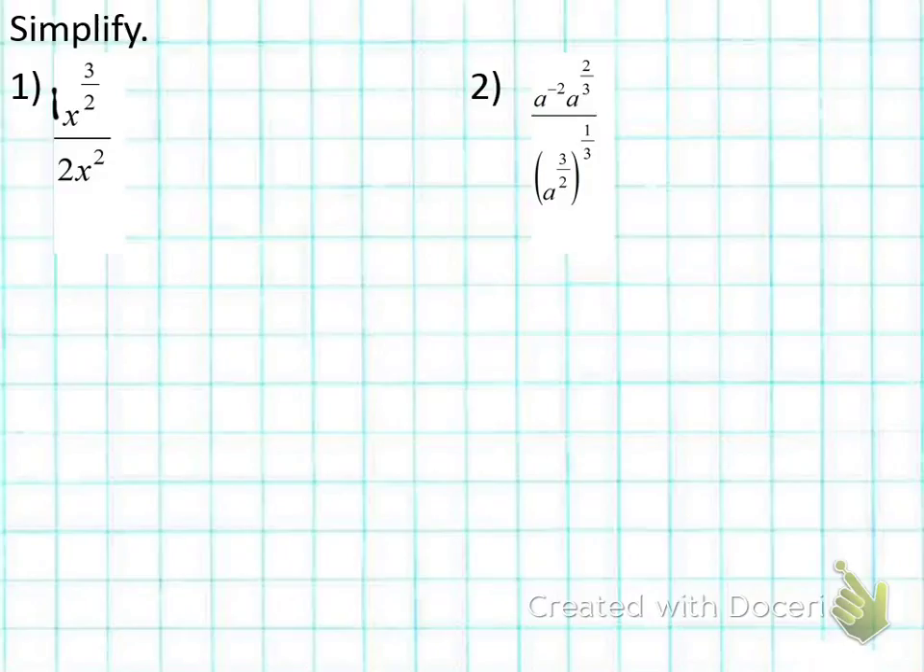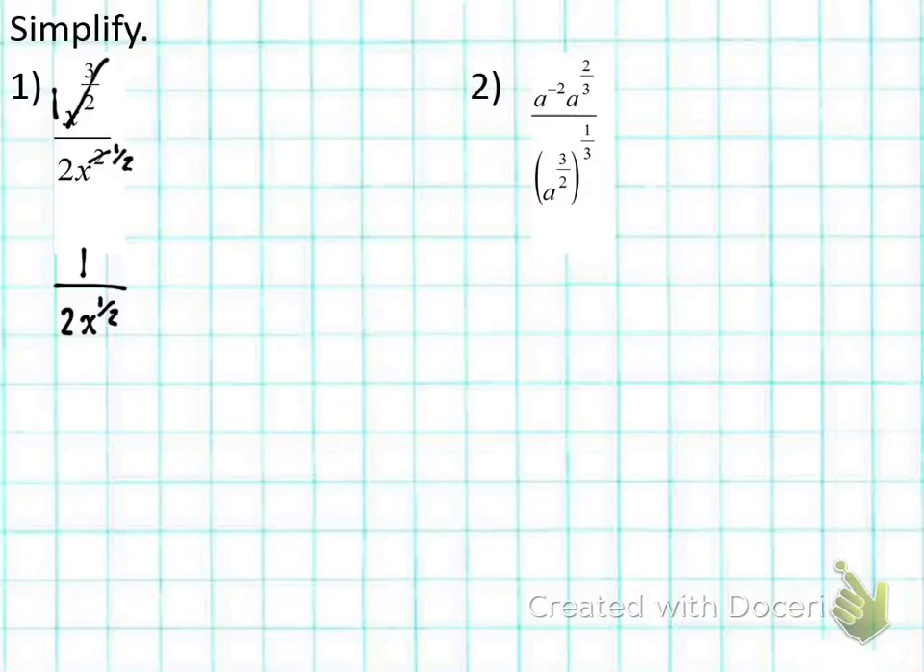If I have x to the 3 halves at the top and x squared at the bottom, I know that 3 halves is like saying 1.5. So 1.5 is smaller than 2. So I'm going to cross out the numerator, and I'm going to take 3 halves from the bottom. So 2 minus 3 halves is actually just 1 half. Okay. My coefficients I can't simplify anymore, so now I have 1 over 2x to the 1 half.